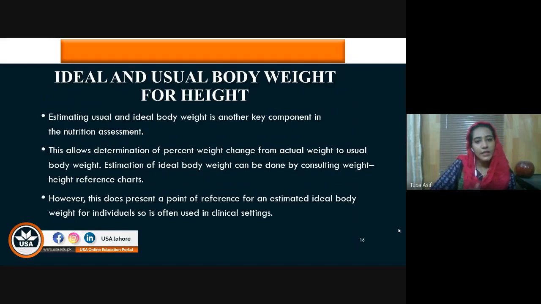Now, the ideal and usual body weight for height. Estimating usual and ideal body weight is another key component in the nutritional assessment. This allows determination of a person's weight change from actual weight to the usual body weight. Estimation of ideal body weight can be done by consulting weight and height reference charts. However, this does not present a point of reference for an estimated ideal body weight for individuals, so it is often used in clinical settings.